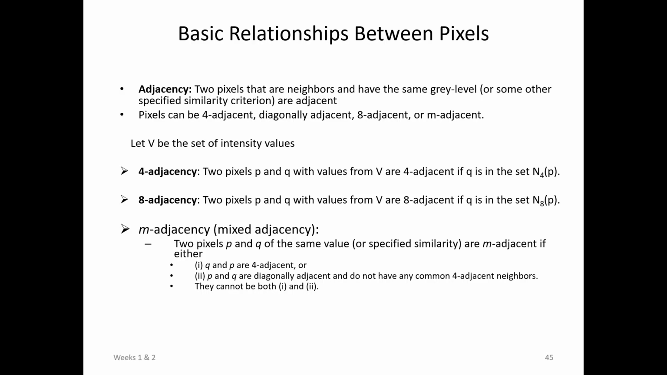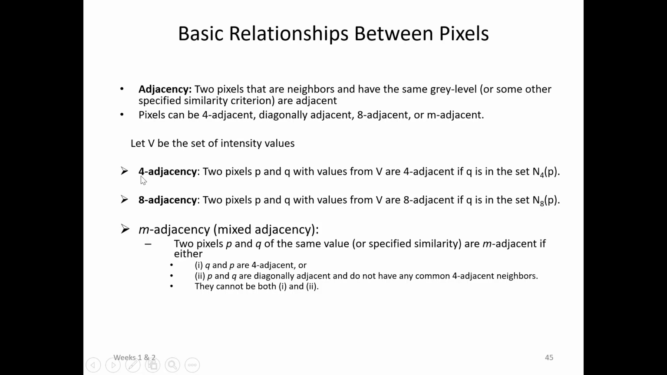And if we have neighborhood pixels and we want to connect one pixel to another neighborhood pixel, that is called adjacency, adjacent pixels. Two pixels that are neighbors and have the same gray levels, that is important, same gray levels, are called adjacent pixels. And adjacent pixels can be represented as four adjacent, diagonal adjacent, eight adjacent, or m adjacent. M adjacent means mixed adjacency pixel.